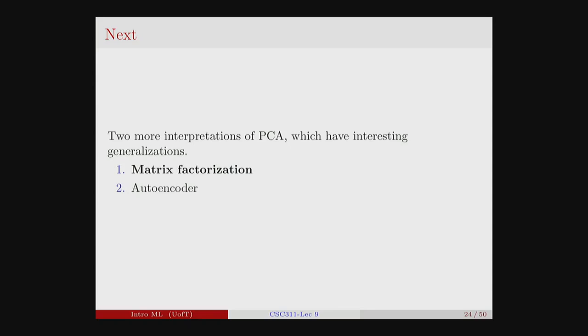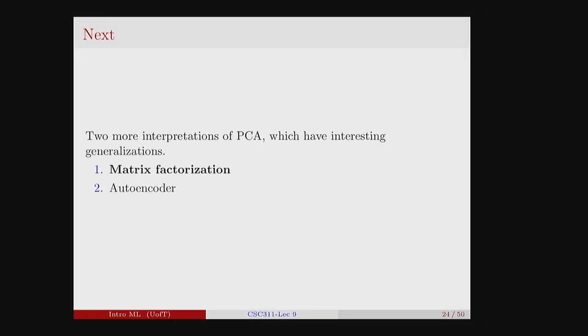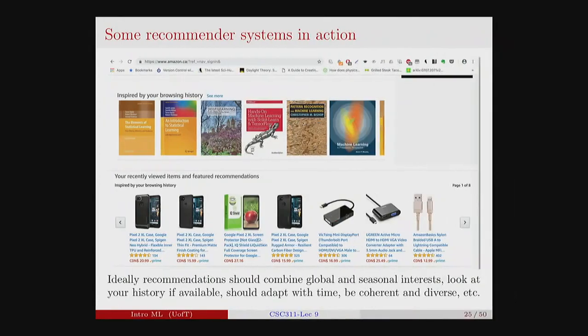Okay, so we're going to get started again. We'll talk about two more interpretations of PCA that have really interesting generalizations. One of them is going to be called matrix factorization, and the other one is going to be called an autoencoder. And that's going to be a form of nonlinear dimensionality reduction.